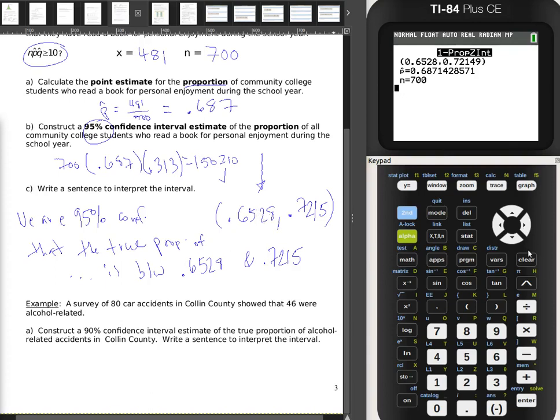So we are back, guys, and we are talking about another example for constructing a confidence interval. And this time we are studying some car accidents in Collin County. There's 80 of them in particular, and it showed that 46 were alcohol related.